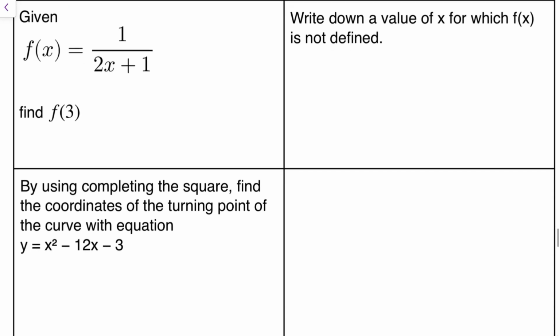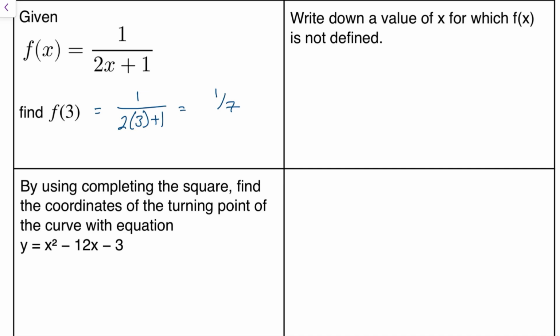Next question. Given that, and it gives me a function, find f of 3. Okay, so this one's not too bad, is it? Basically it's saying put 3 into the thing above. So that's going to be 2 times 3 plus 1. 2 times 3 is 6, add 1 is 7. So the answer to this one is just going to be a 7th. Not terrible. I've got a second part over here.